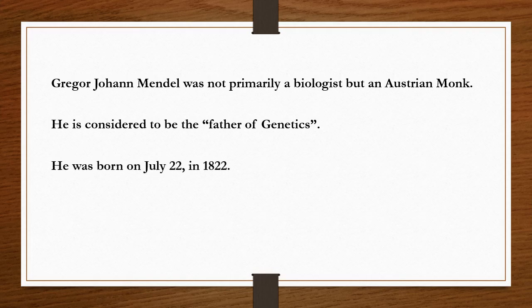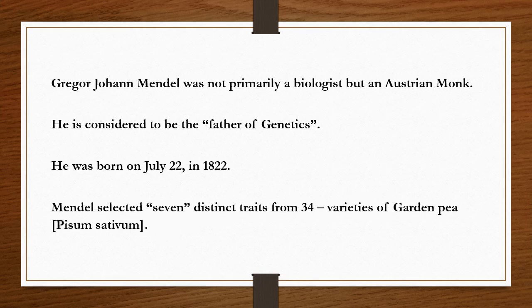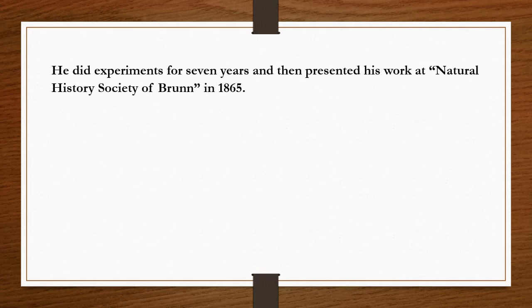He was born on July 22nd, 1822. Mendel selected 7 distinct traits or characters from 34 varieties of garden pea. The garden pea's scientific name is Pisum sativum. He did experiments for 7 years and then presented his work at the Natural History Society of Brno in 1865.